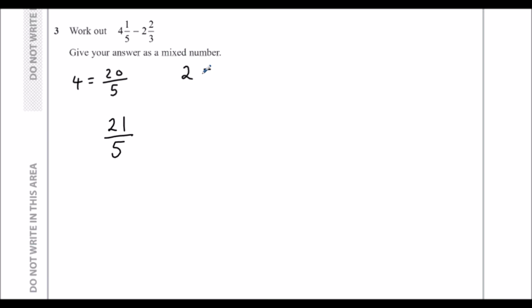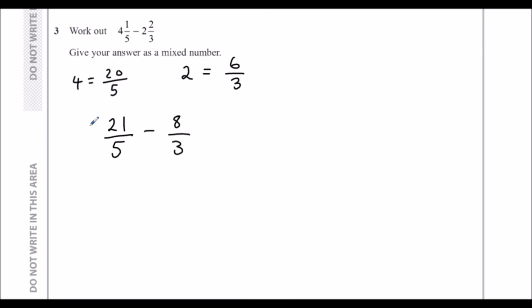2 whole ones in thirds is 2 times 3. So 2 is the same as 6 thirds. And we've got 6 thirds and another 2 thirds, which means we've got 6 and 2, 8 thirds. So we've got 21/5, take away 8 thirds. To add or subtract fractions, we need the denominator to be the same. We need the bottom number of both the fractions to be the same.